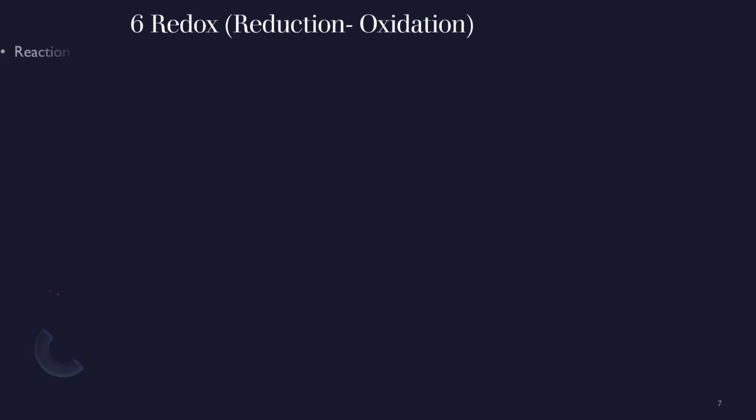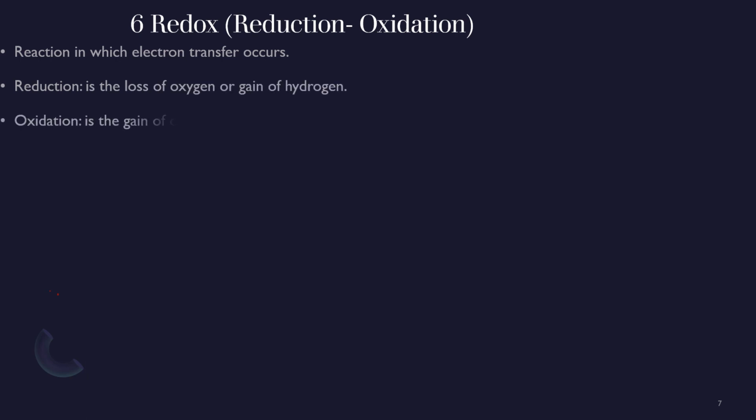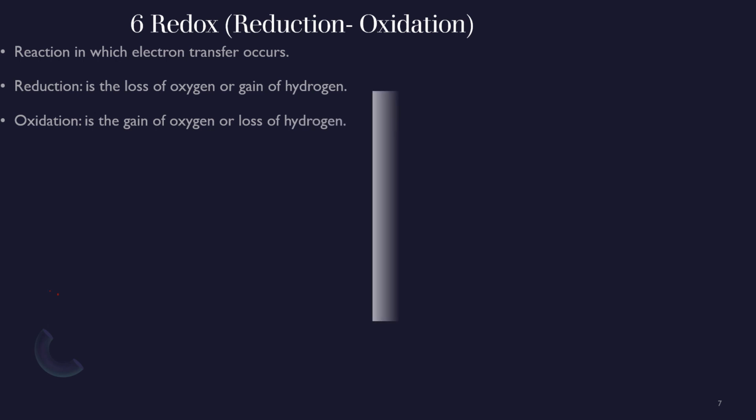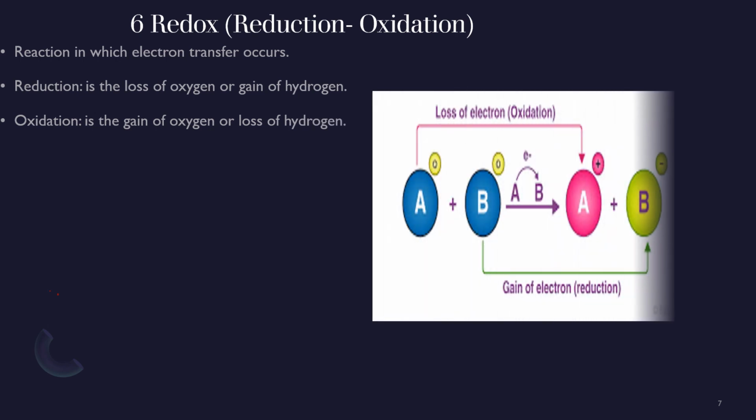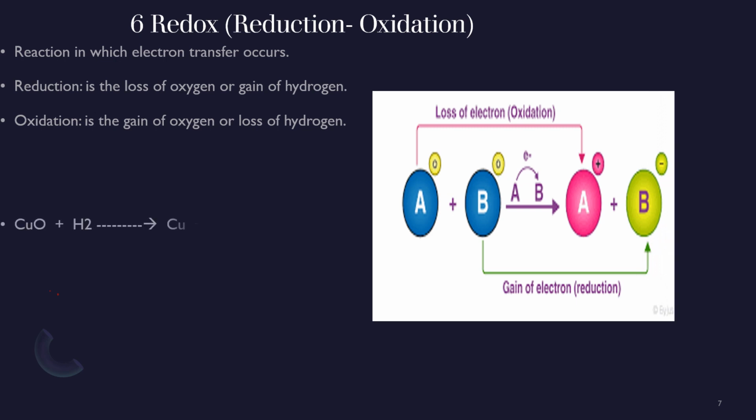Reduction and oxidation reactions are called redox reactions. In these reactions, electrons are transferred between reactants and form products. So, reduction means loss of oxygen or gain of hydrogen. Oxidation means gain of oxygen or loss of hydrogen. See the general formula of this reaction, that is A plus B gives A plus B. Here the electrons are transferred from one reactant to the other reactant, forming new products.